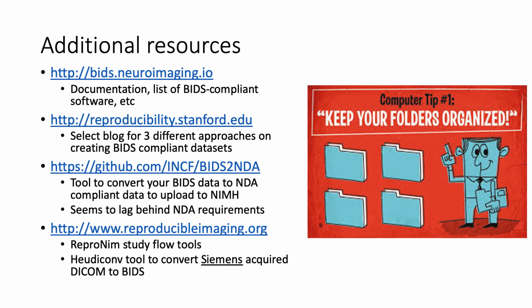And then the last thing is this reproducibleimaging.org. That's the ReproNim study, which UCSD is one of the sites, along with MGH, and I forget who else, but I think Stanford may be involved as well. And they're, again, involved with this idea of reproducible imaging and have all these tools available to help you reach that standard. So that's all I have.